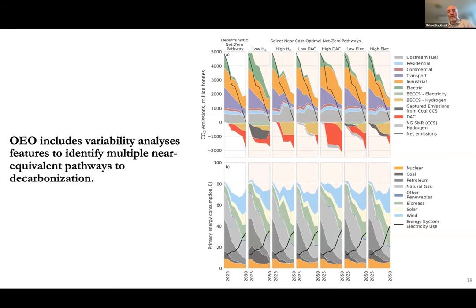Whereas if you look at the high electricity scenario, you see a lot more renewables and a lot less coal use, and therefore a lot less sequestration of emissions from coal. So the point of this is that one of the neat things about our model is we can avoid a lock-in effect, and we can identify a whole host of different strategies that have similar effect on emissions.